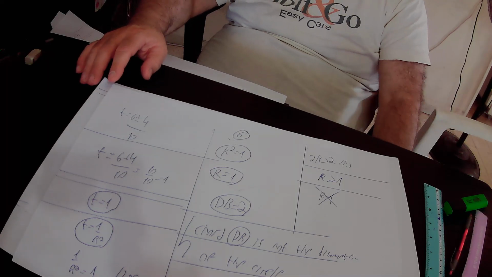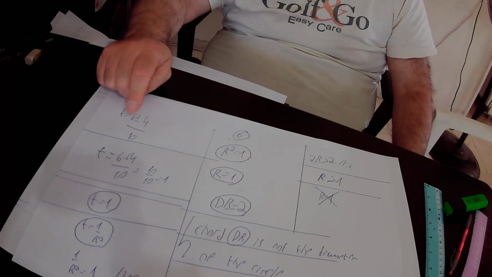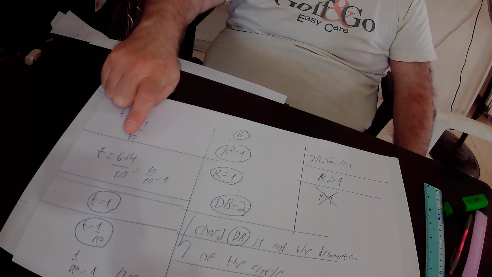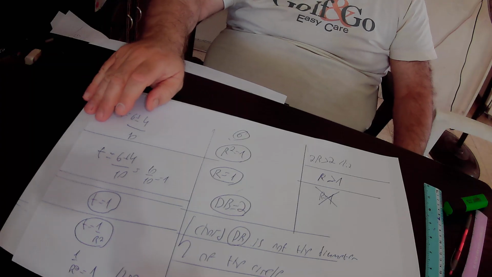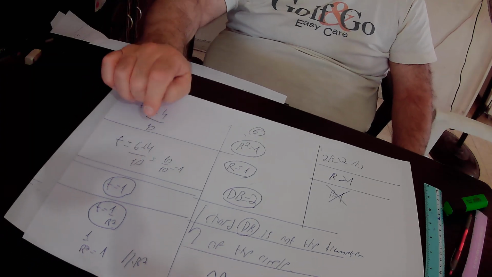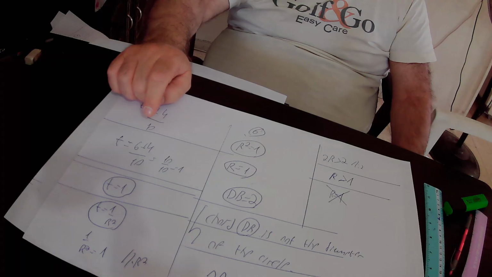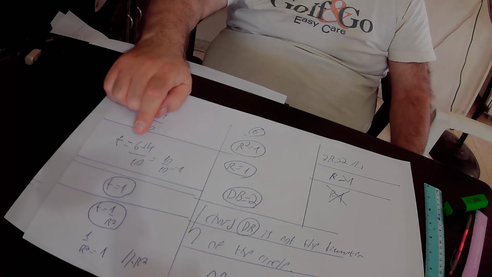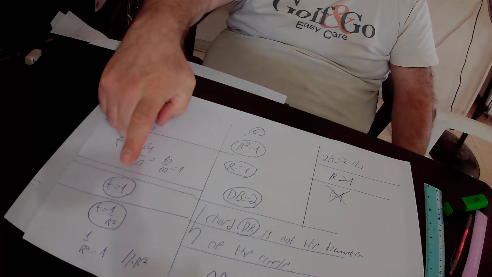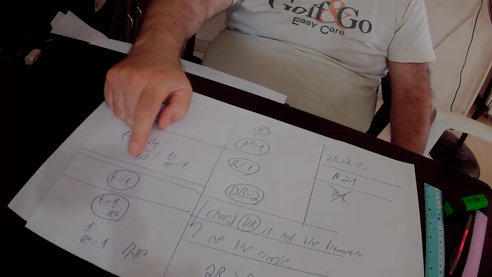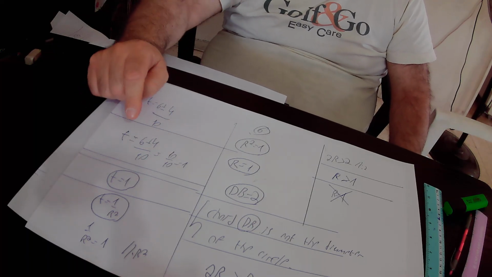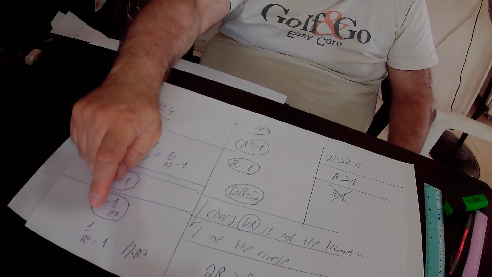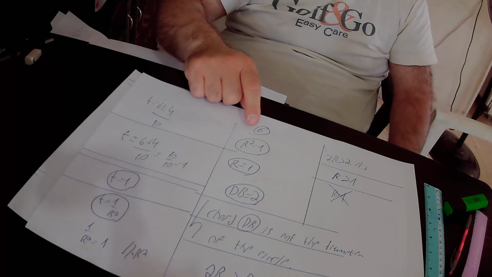The first solution for t is that t equals 6 plus 4 over 10. 6 plus 4 is 10 and 10 over 10 is 1. So according to the first solution, t equals 1. But from the other side, according to our definition, t also equals 1 over r squared. So we substitute and find that 1 over r squared equals 1. We multiplied this equation by r squared, and found that r squared equals 1.